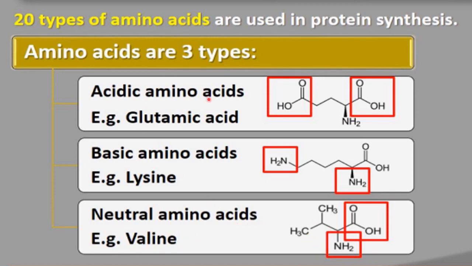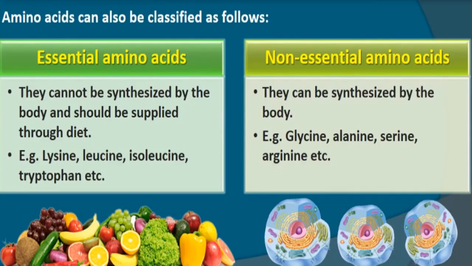Now in these you just need to learn the examples of all, okay. Like for acidic amino acid you need to learn glutamic acid is an example, okay. Like this you need to learn the examples of these.